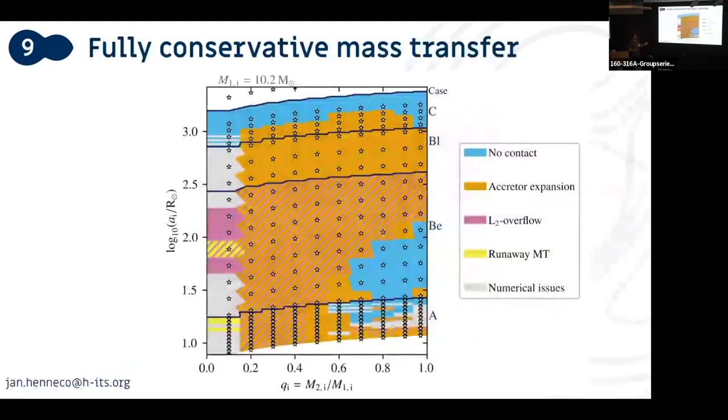As a fun thing, we just reran the whole grid, switching off rotation, so we get fully conservative mass transfer. And I think we can all agree the landscape looks quite different now. So we get a lot of contact binaries and a lot of double core common envelope phases here.